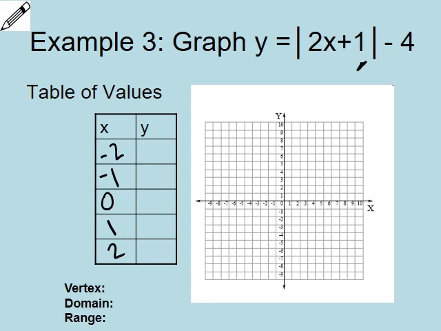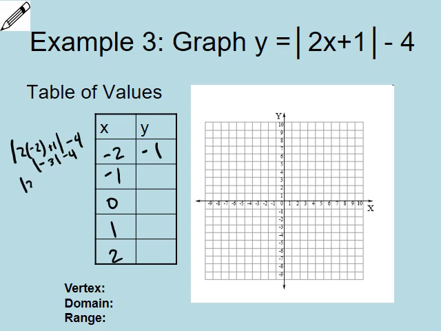All right, so if I plug in a -2 into my equation, oops. Well, let's try this again. Okay, let me fix my mistake there. So I've got the absolute value of 2 times -2 plus 1 minus 4. -2 times 2 is -4. -4 plus 1 is -3. The absolute value of -3 is 3. 3 minus 4 is -1.